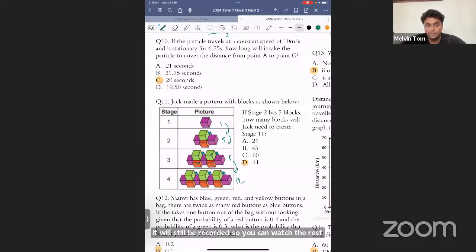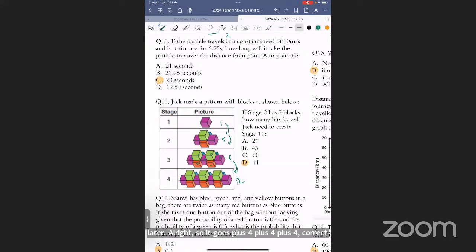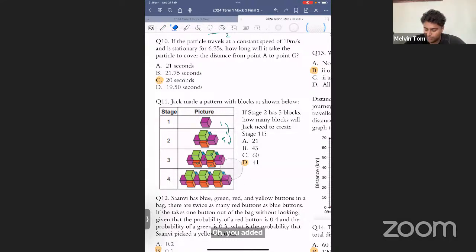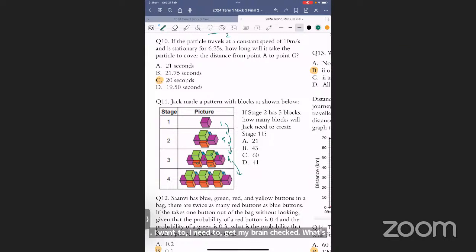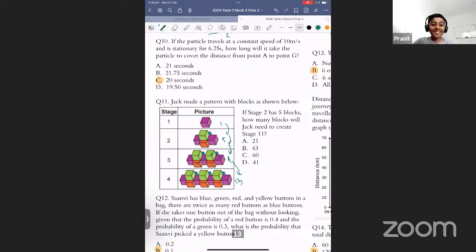All right. So it goes +4, +4, +4, correct? Yeah. Oh, you added 3. Oh my goodness, I need to get my brain checked. What's 9 + 4? 13. All right, thank you, Sanuki. 13, obviously. All right, sorry. Who said obviously?